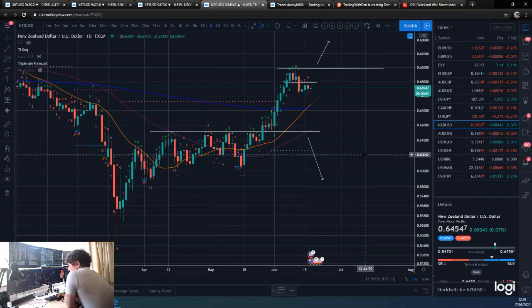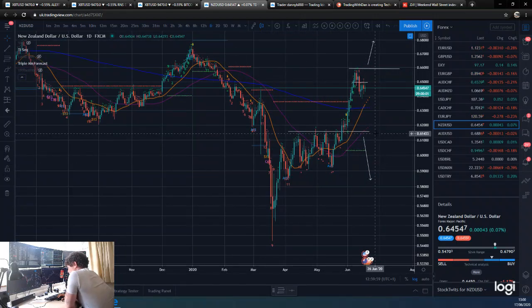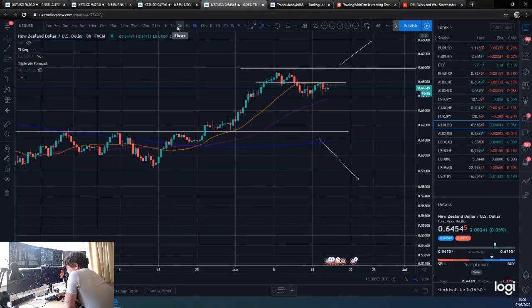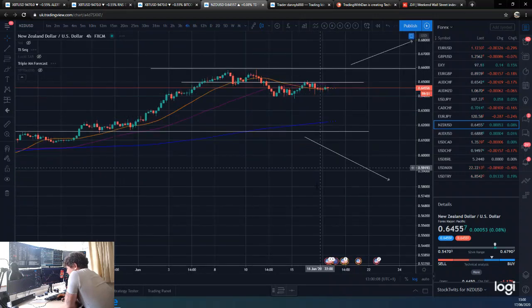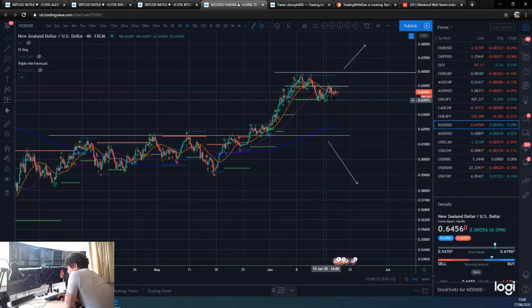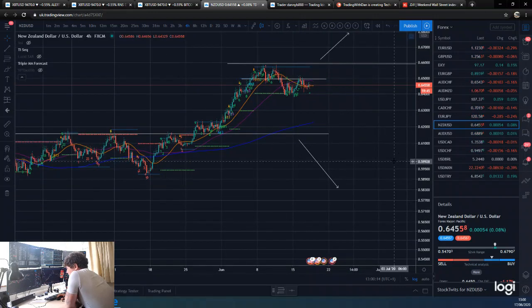But I think the most likely scenario is we come down and test this horizontal over the next week or so. Anything on the 12 hour? Sorry, this is an 8 hour. Well, you clicked on it, we'll leave it on now. Nothing really on the 8 hour and the 4 hour. Yeah, 4 hour, just a tightening formation we can see. But yeah, I'll be looking.